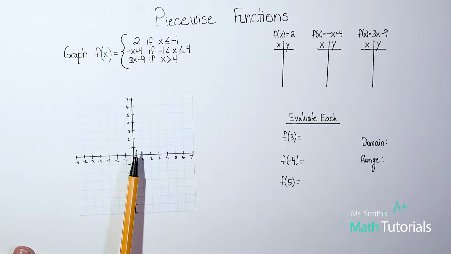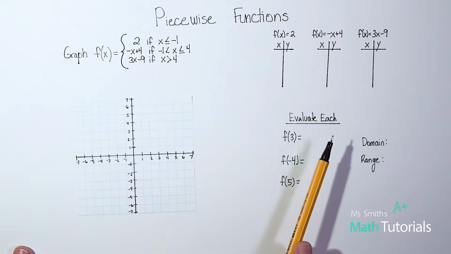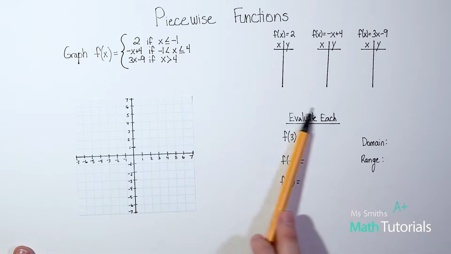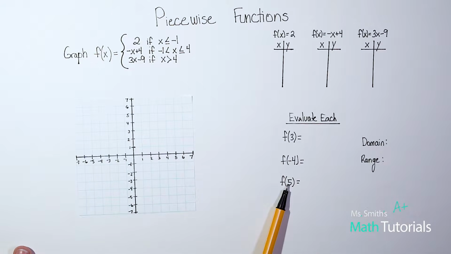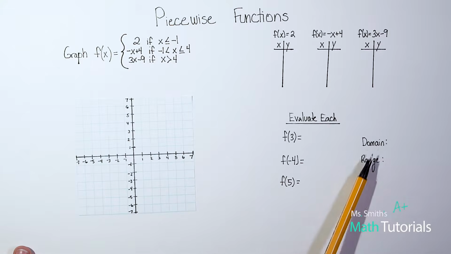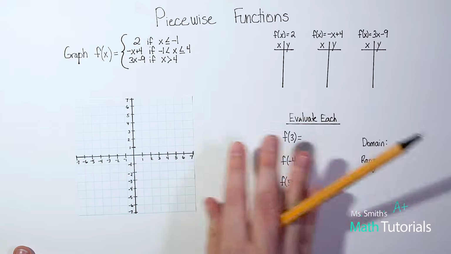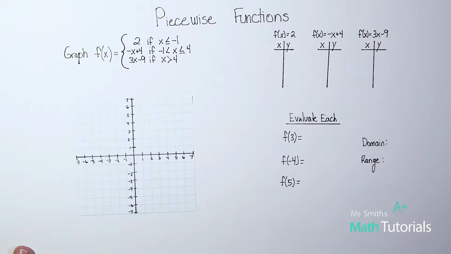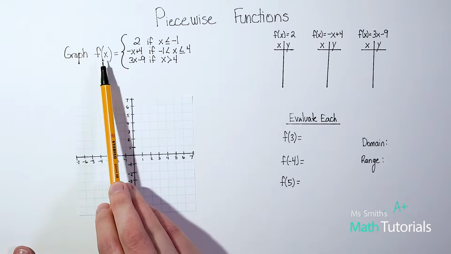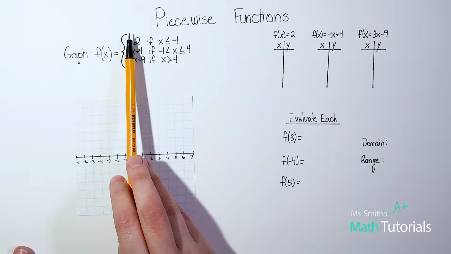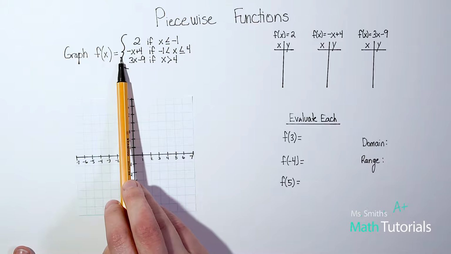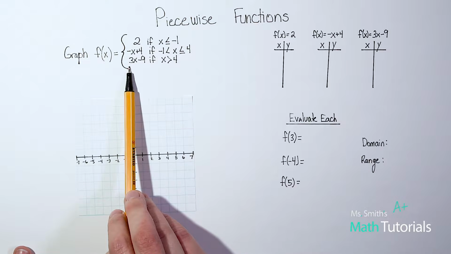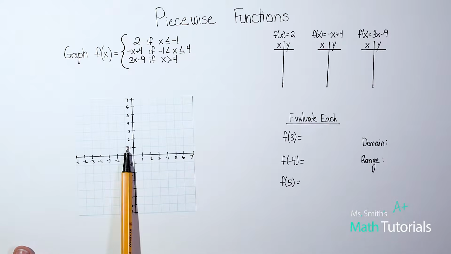They're going to ask us to graph this, and then we're going to get over here to some evaluating questions to be able to evaluate some different values and to determine domain and range. We're not there yet, so we're just going to save that to the end. For this piecewise function, the way we read this is f of x equals, and it's all of these things working together to create one picture.